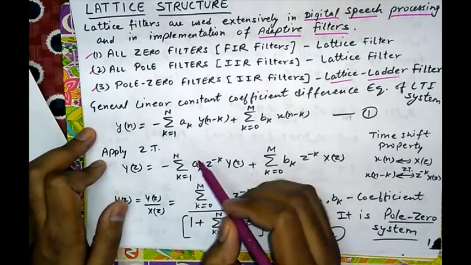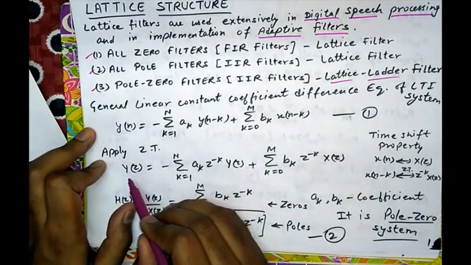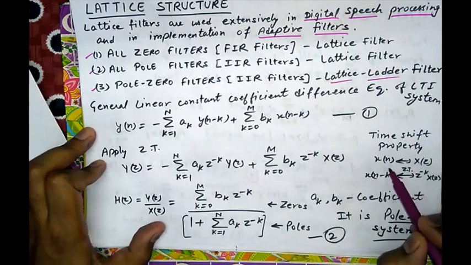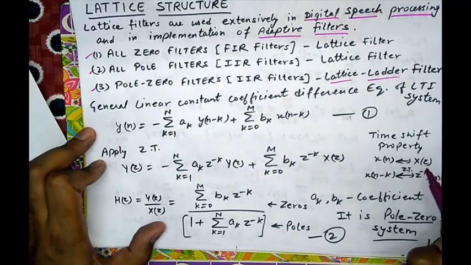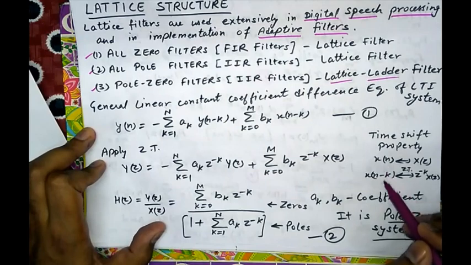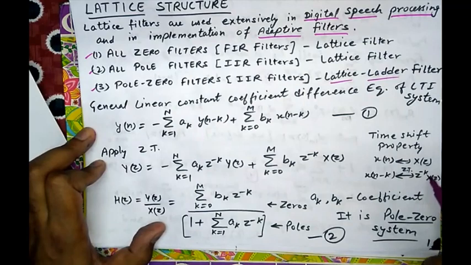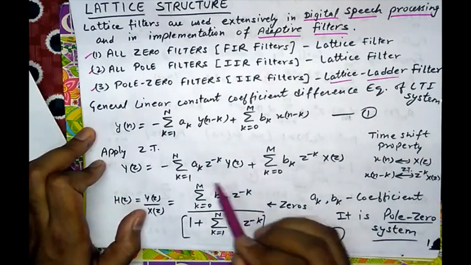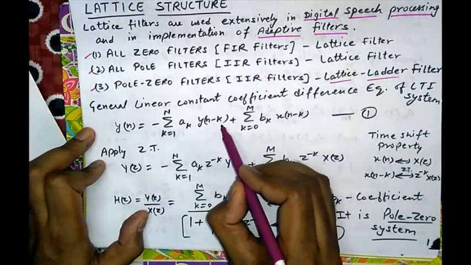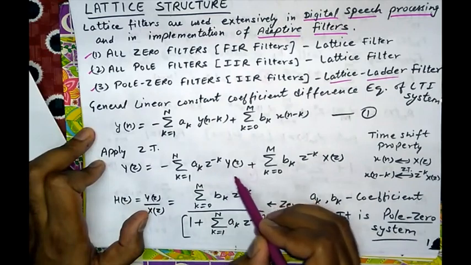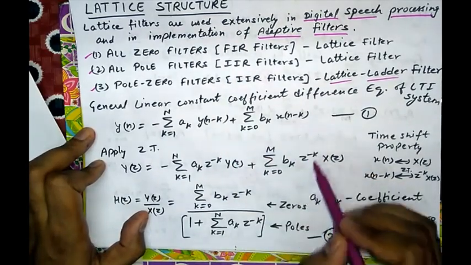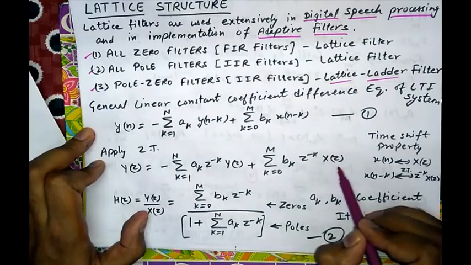Now, applying the Z transform, y(n) corresponds to the Z transform Y(z). We know the time shift property, which states that x(n) has a Z transform pair X(z). Then in time domain, if we shift x(n) by k, x(n-k), then in Z domain it signifies z raised to the power minus k delay. This delay shows the shift in time: z^-k X(z). So applying this property here, y(n-k) corresponds to z^-k Y(z), and x(n-k) corresponds to z^-k X(z).